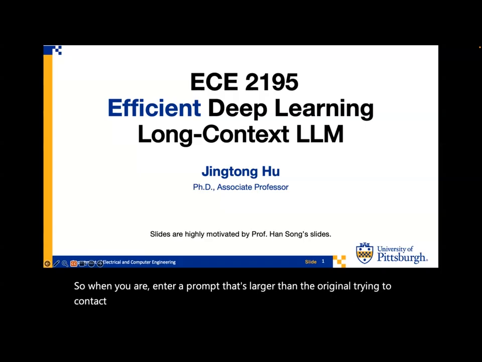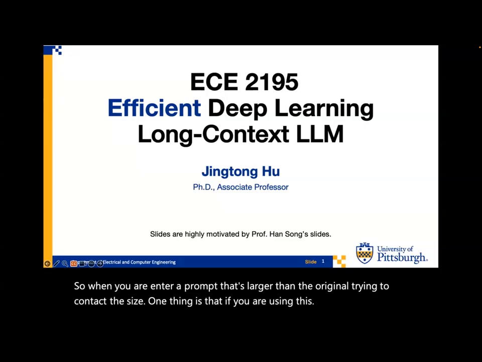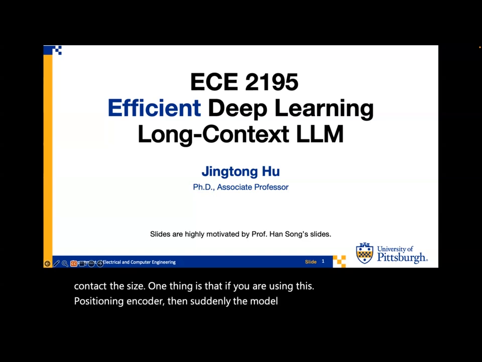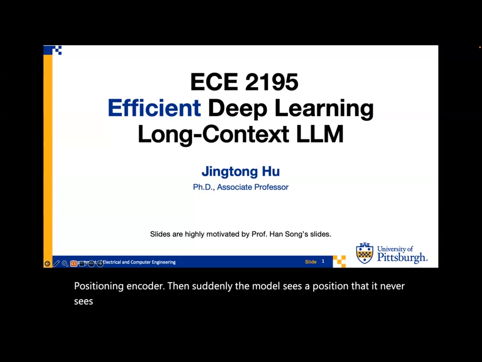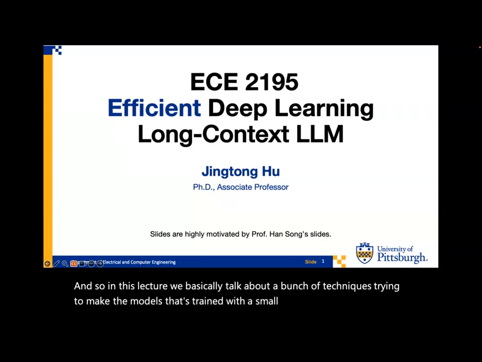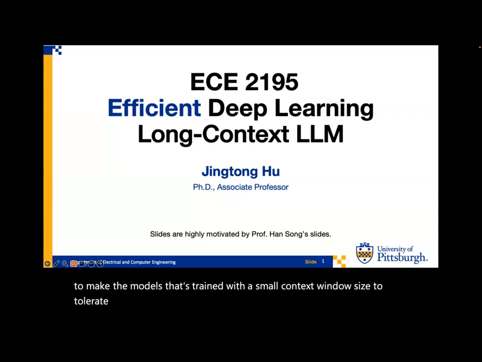When you enter a prompt that's larger than the originally trained context size, if you are using a positional encoder, then suddenly the model sees a position that it has never seen before. In that case, the model will crash. So in this lecture, we talk about a bunch of techniques for making models trained with a small context window accept prompts that are much larger than originally planned.